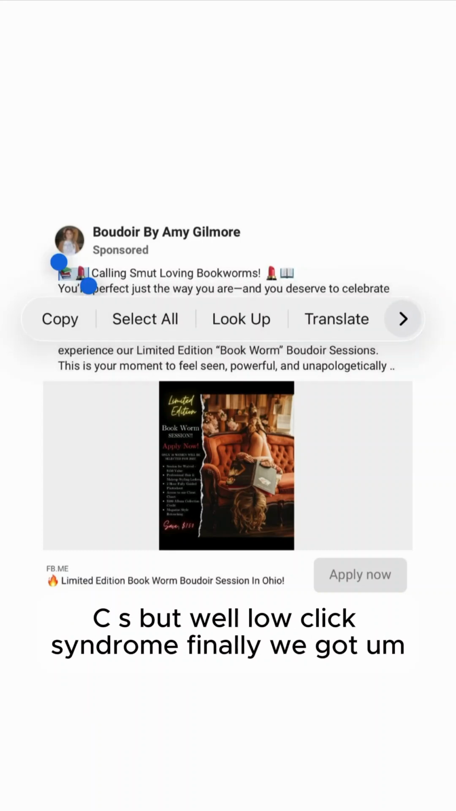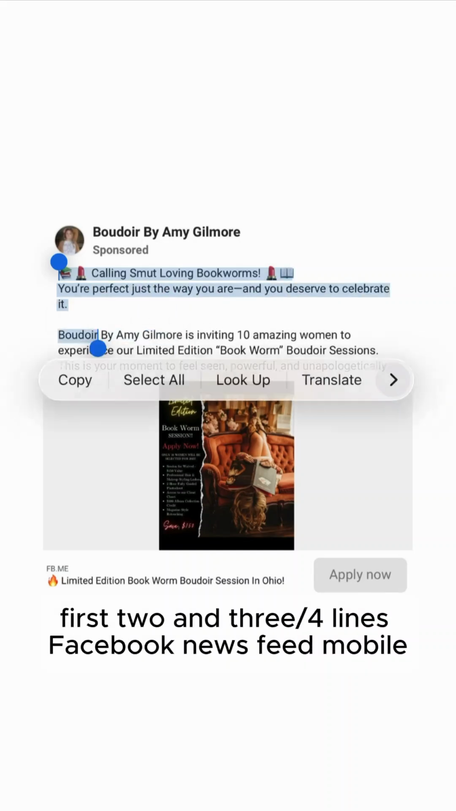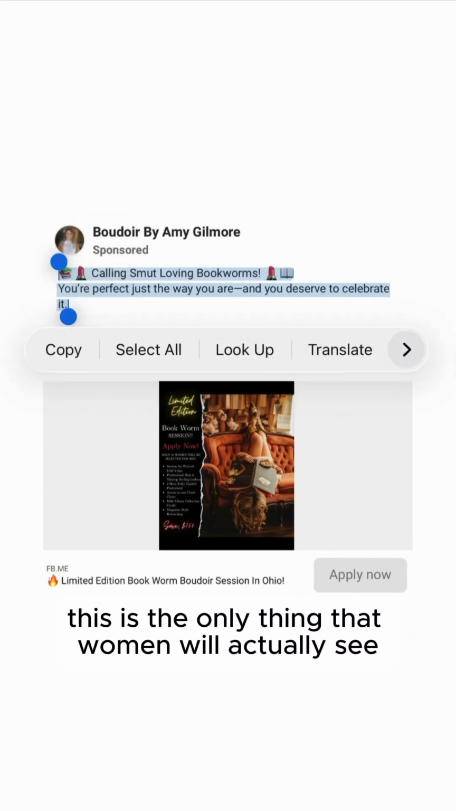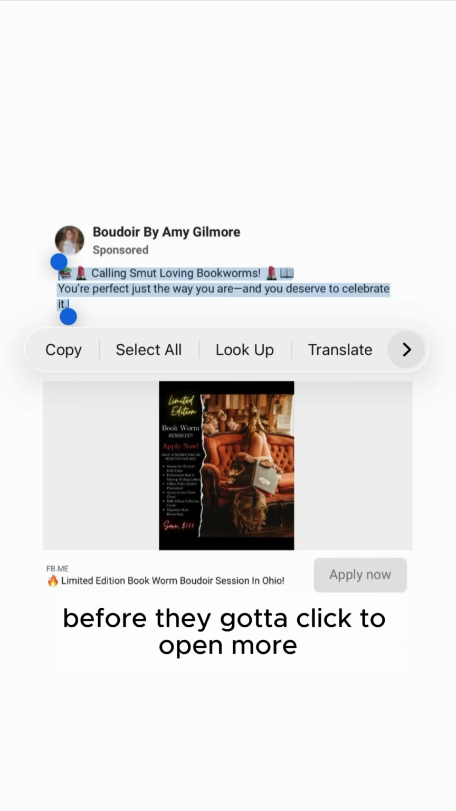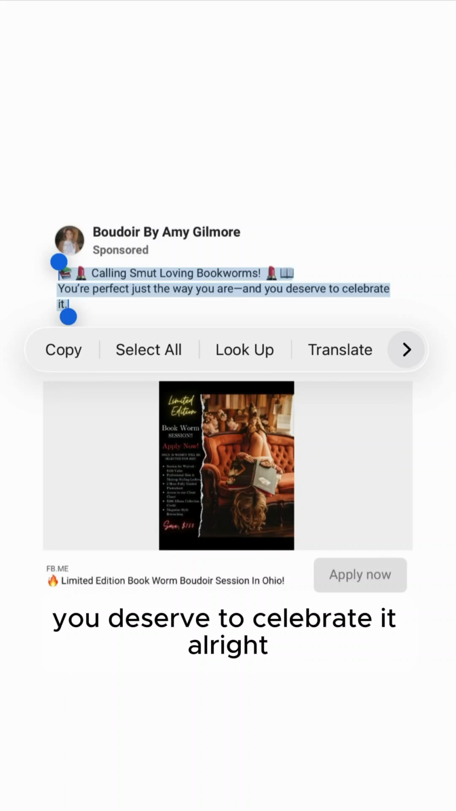Finally, we've got the see-more headline up here. First 2 3/4 lines, Facebook newsfeed mobile. This is the only thing that women will actually see in the newsfeed before they click to open the see-more. Calling small 11 bookworms. Just you deserve to celebrate. All right, so small amounts of context here, but this is the lack of context mistake.